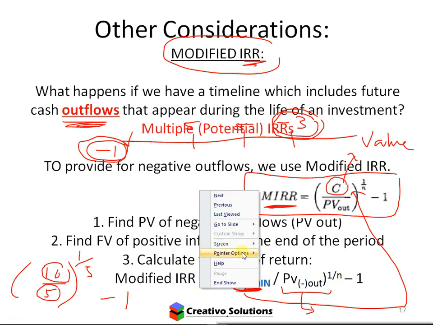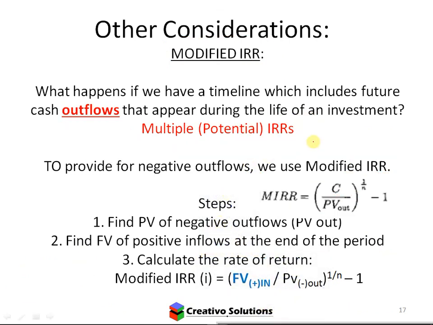So just to reveal that answer, why do I use modified IRR? Because there'll be multiple IRRs. We spoke about negative cash flow appearing over the life of the project. So modified IRR is the more accurate answer to represent the rate that I get from the project.